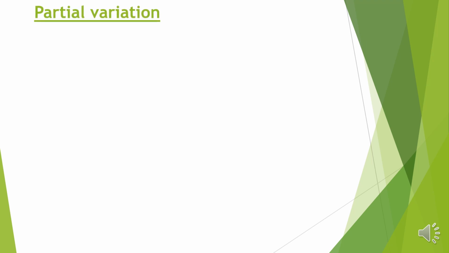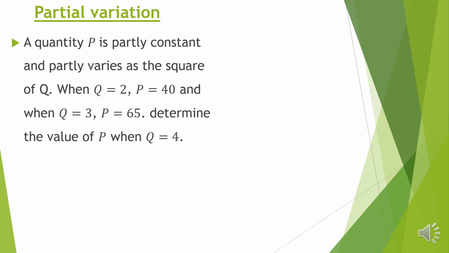I'm going to present this short class using an example under partial variation to see how questions related to partial variations are solved. So consider a quantity P that is partly constant and also partly varies as the square of Q. Now, when Q is 2, then P is 40, and when Q is 3, then P is 65. So the question goes: determine the value of P when Q equals 4.